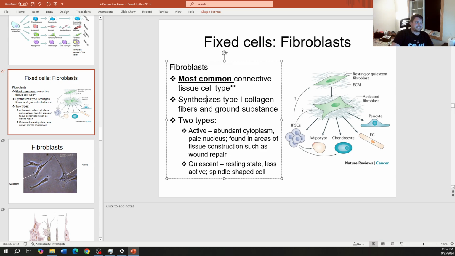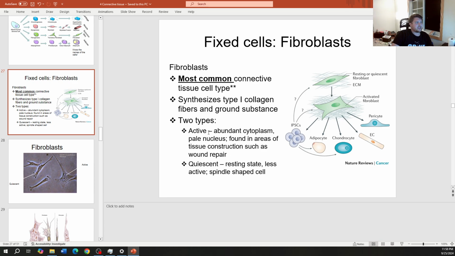Their job is they synthesize type 1 collagen fibers as well as ground substance. So they're the most common connective tissue cell type, and they synthesize the type 1 collagen fibers. And as we know, type 1 collagen is like 90-something percent of all of the collagen found in our bodies. So obviously very, very common.